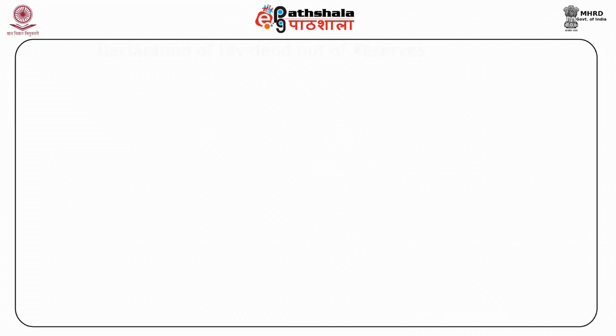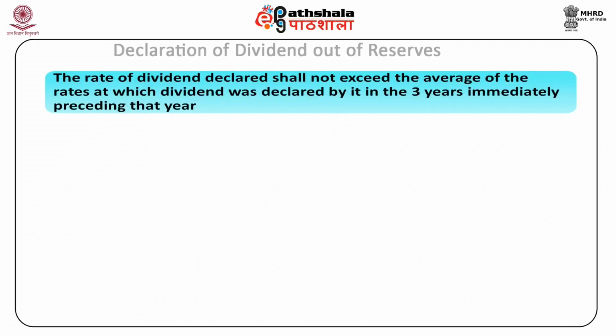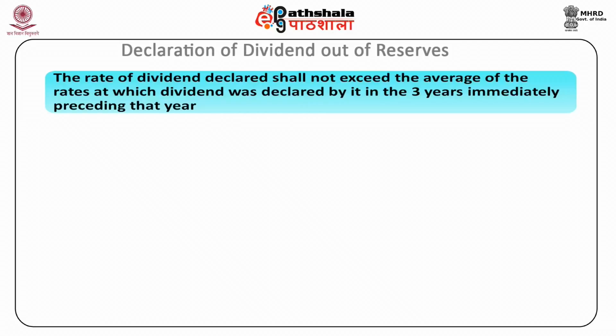Declaration of dividend out of reserves. As per the Companies (Declaration and Payment of Dividend) Rules 2014, in the event of inadequacy or absence of profits in any year, a company may declare dividend out of free reserves subject to the fulfillment of the following conditions, namely: first, the rate of dividend declared shall not exceed the average of the rates at which dividend was declared by it in the 3 years immediately preceding that year, provided that this rule shall not apply to a company which has not declared any dividend in each of the 3 preceding financial years.